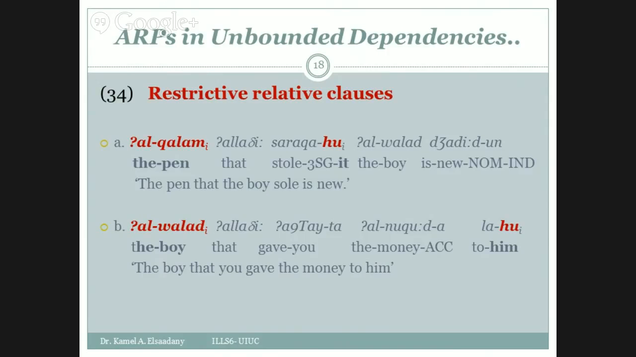So I provided the example here, and I highlighted that. Al-qalam alladhi saraqahu, so al-qalam, and who does it refer back to? Al-walad jadidun. So the pen that the boy stole is new. Another one, al-walad alladhi, is what? أعطيته or أعطيته, yeah.